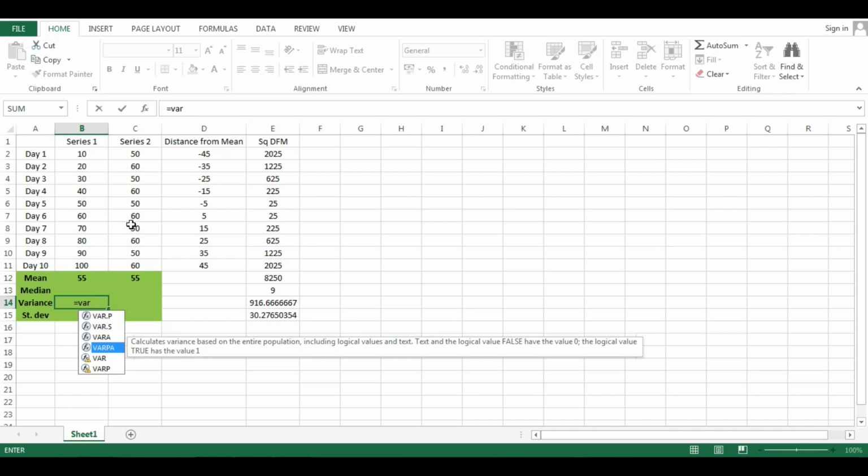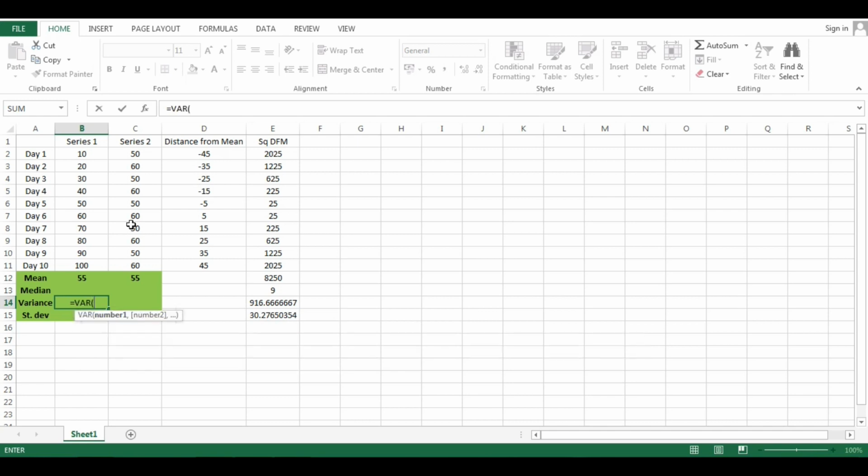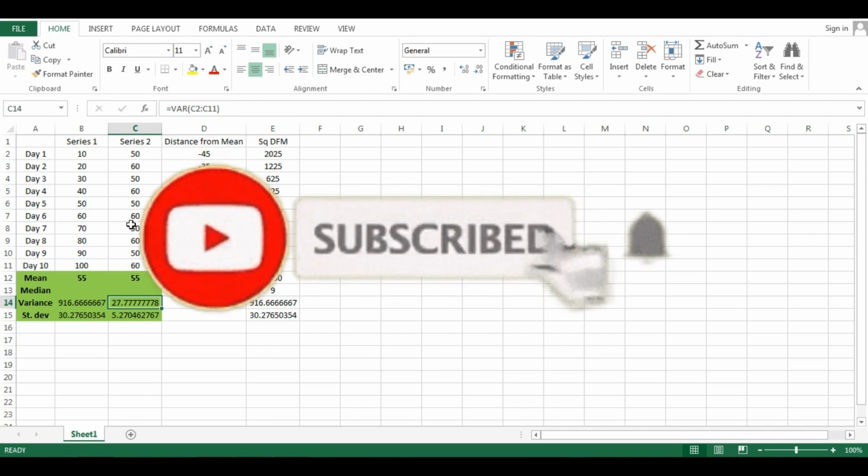Now let's see if these values are matching with the Excel based formulas. I'll calculate the variance first. Here it is matching. And let's calculate the standard deviation. There we go. Now if I just copy paste the variance formula for this series as well, you will notice the first series, which has a high variation, has given us a variance of 916. On the other hand, the series that does not have a lot of ups and downs has only returned 27 as a variance.